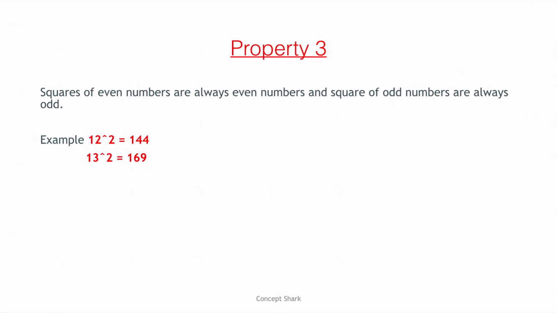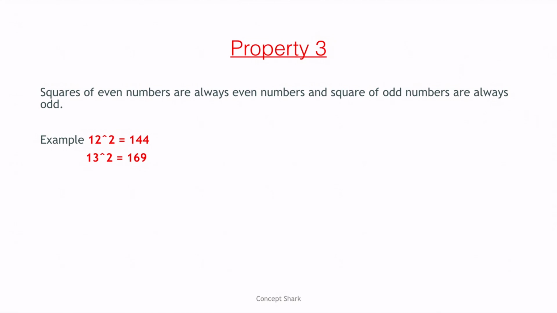Property number 3. The squares of even numbers are always even and squares of odd numbers are always odd. Example number 1, it is 12 square. 12 is an even number and 12 square is 144. That is also an even number. Next one is the odd number square. 13 square is 169. 13 is an odd number and 169 is also an odd number.